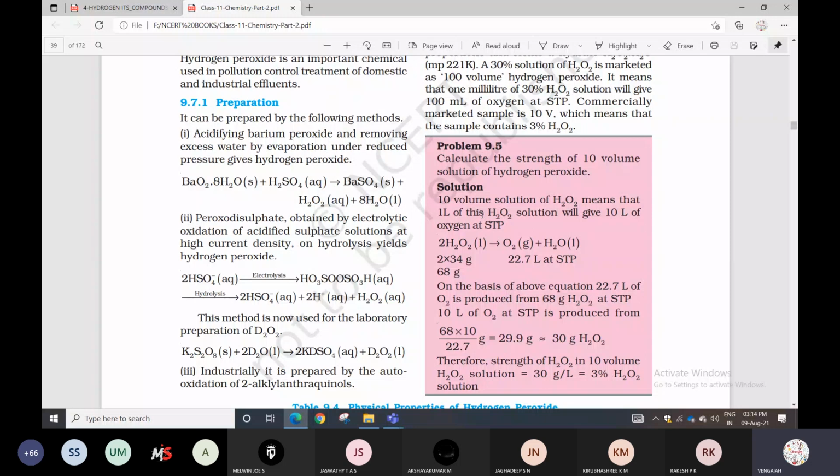Understood? So for 22.7 liters, we need 68 grams of H2O2. Then they gave 10 liters. So how much H2O2 do you get? Just do the crisscross: 10 into 68 by 22.7. You get around 30 grams of H2O2. That is what they mean.